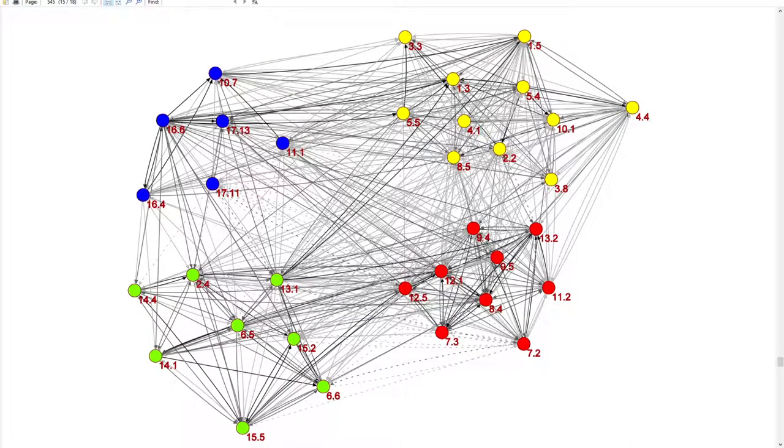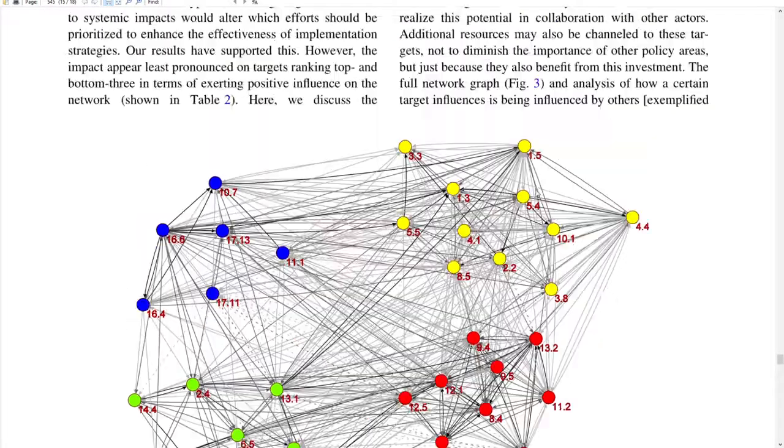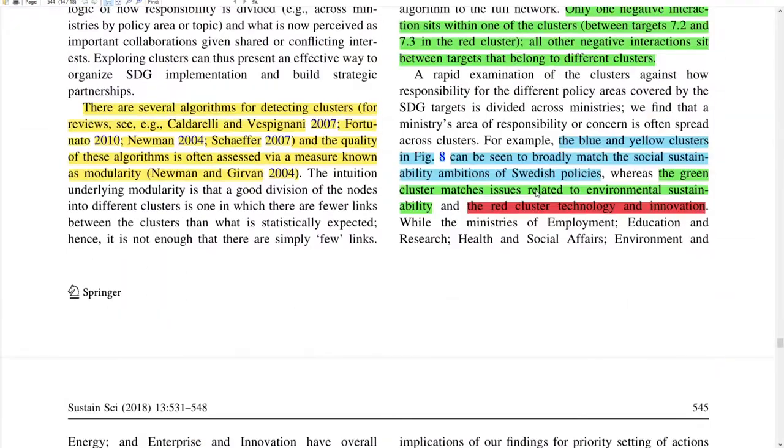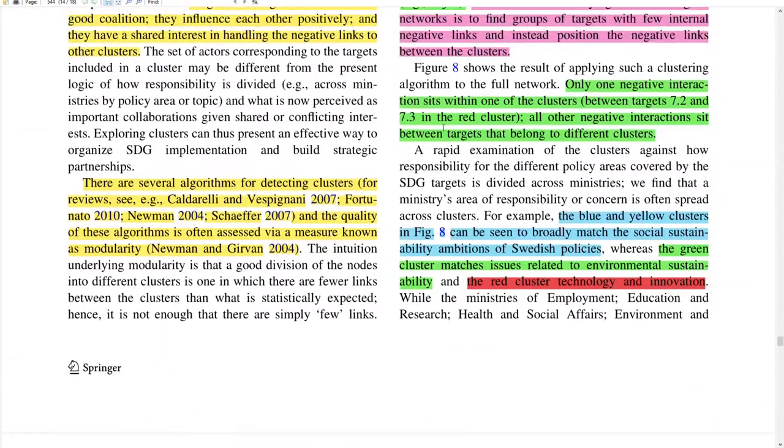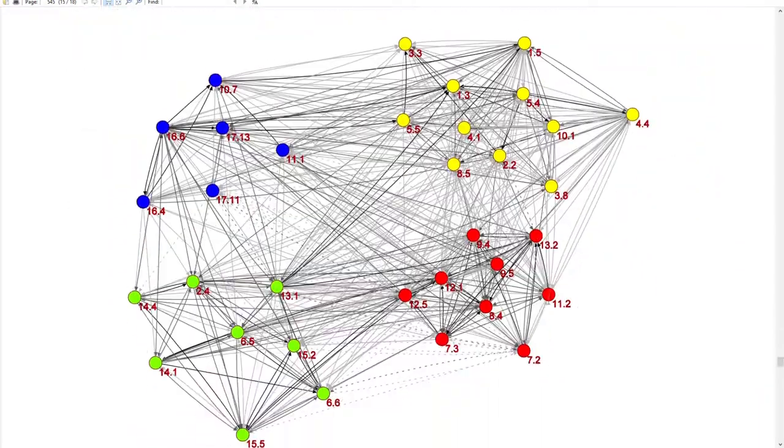This is the red cluster, innovation and technology. This is the sustainability cluster. And where is our negative interaction that they were talking about? I think it was between 7.3 and 7.2. Yes, in the red cluster.